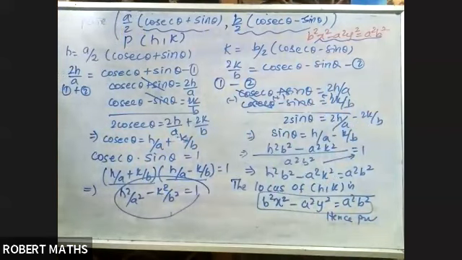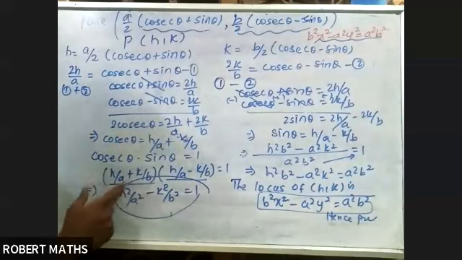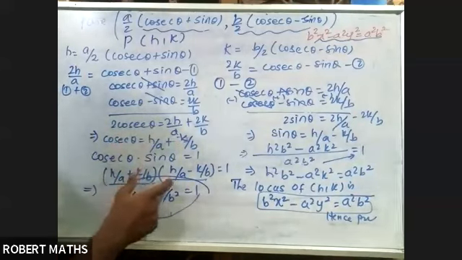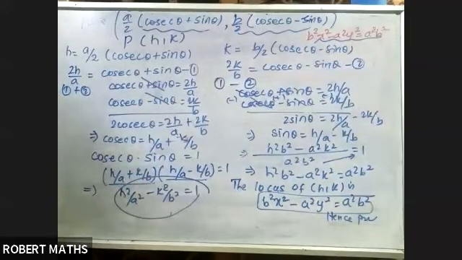Go back to your 10th standard. We know that cosecant and sin are reciprocal to each other. Therefore, we can say the product of cosecant theta and sin theta is always equal to 1. So I can take cosecant theta as h by a plus k by b and sin theta as h by a minus k by b, whose product is equal to 1.